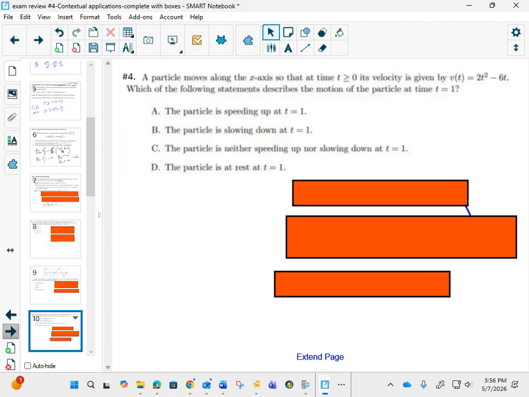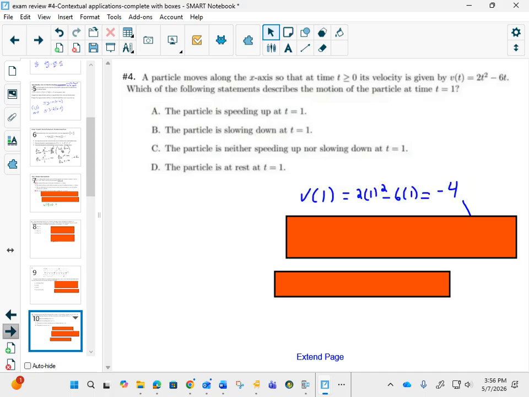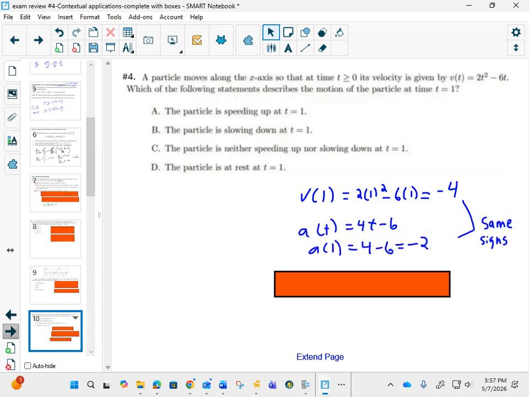If I check my velocity at time 1, I get -4. My acceleration, which is the derivative, at time 1 is -2. And what does it mean if your velocity and your acceleration are the same sign? It's speeding up. So the answer is A.